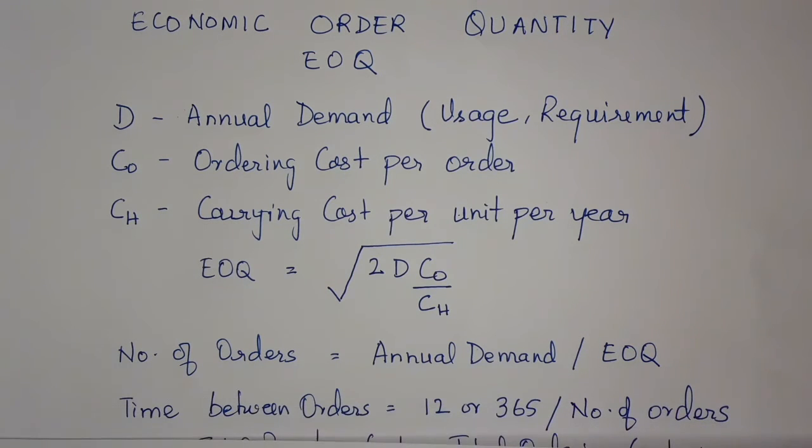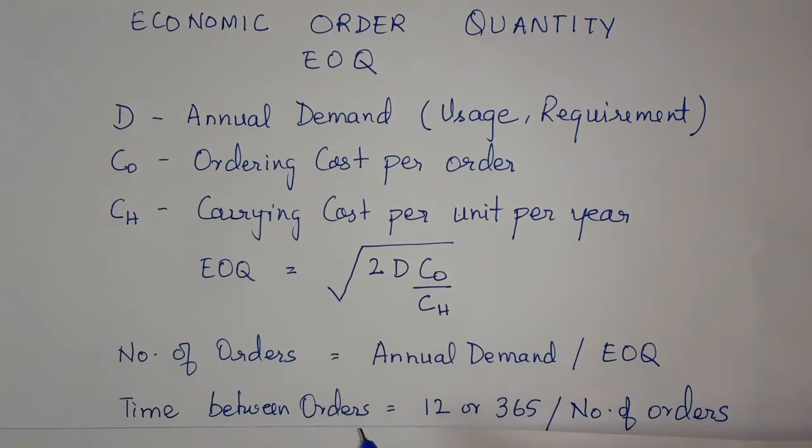Now the third term which we need is the time between two orders. So what is the time period between placing two orders? We have placed one order, now when will we place the next order? That's also very easy to calculate. You divide the time period, that is, if you are doing it in months, then you can use 12, or if you are doing it in weeks, then you can use 52, or days, then 365, divided by the number of orders. So that gives you the time between two successive orders.